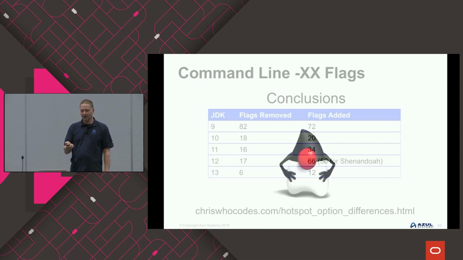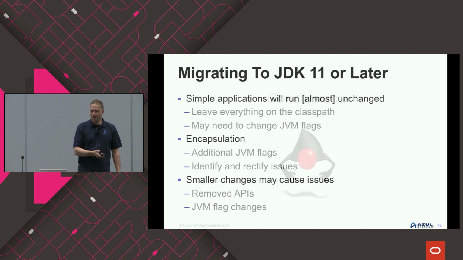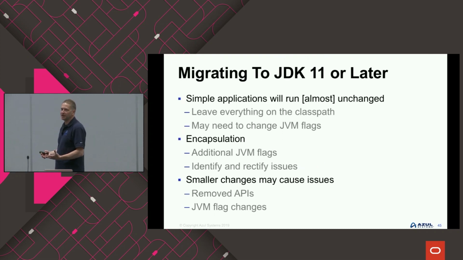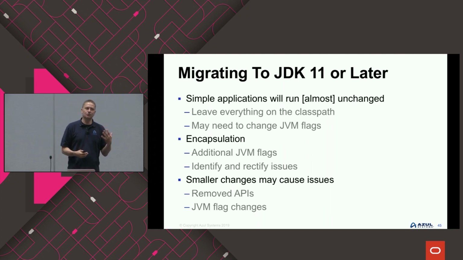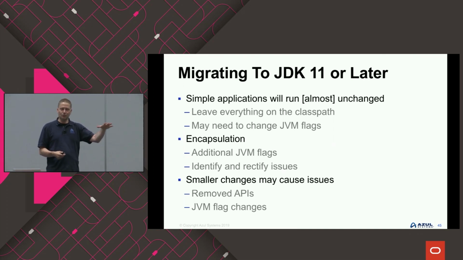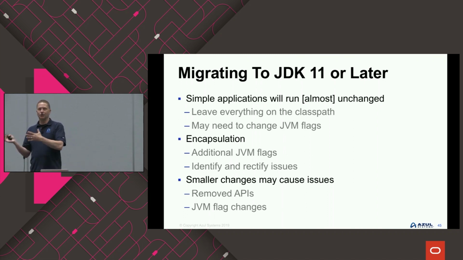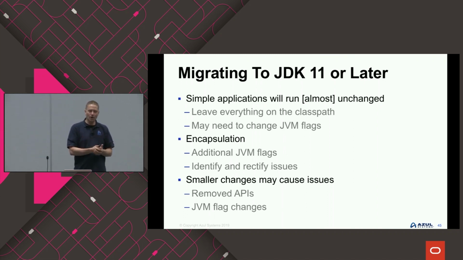So just to conclude, migrating to JDK 11 or later. If you've got a simple application, chances are you can migrate it without any problem. You just need to make sure that you're working with the module system, leave things on the class path, forget about the module path to start with. You might need to make some changes to the command line flags you're using because, as I say, some of them will stop the JVM from starting. But if you're not using any sort of weird and wonderful ones, then even that might not be a problem.